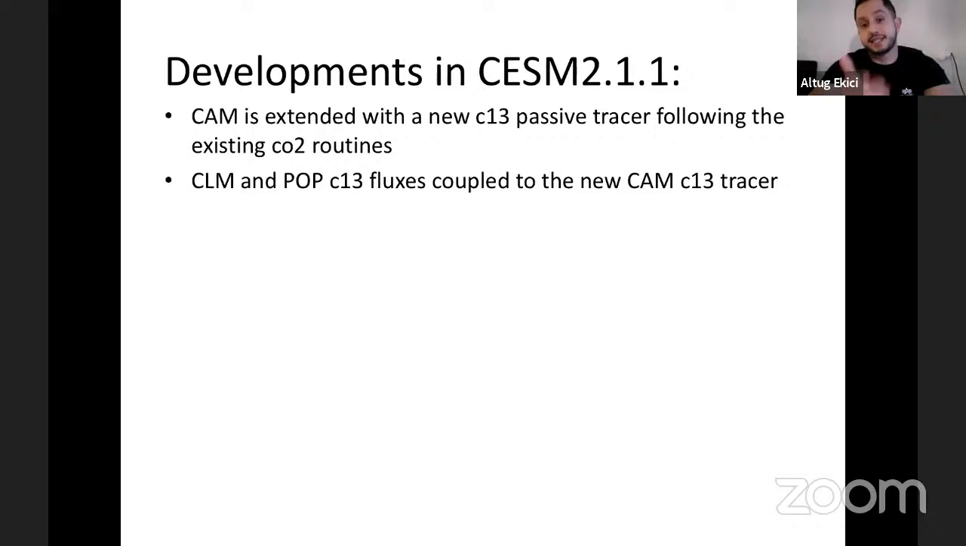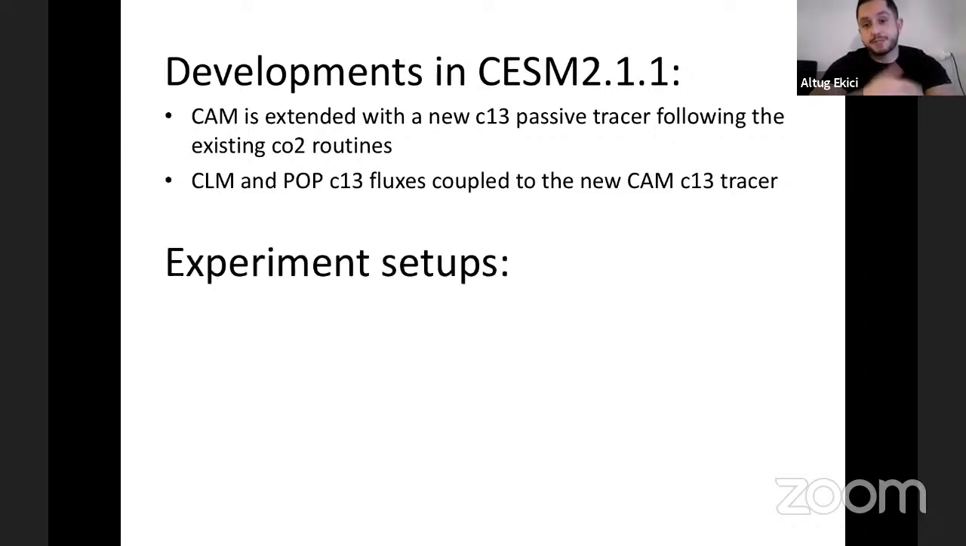The existing CLM and POP fluxes are now coupled to the new C13 tracer, and the lowermost atmospheric C13 is now sent to land and ocean. In the other direction, CLM and POP already had these fluxes, and now they are being sent with the coupler to the atmosphere, and the calculations are done every time step. This is working pretty well now, so we are happy with the first results, and we start our experiments.